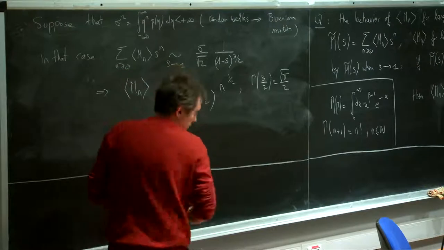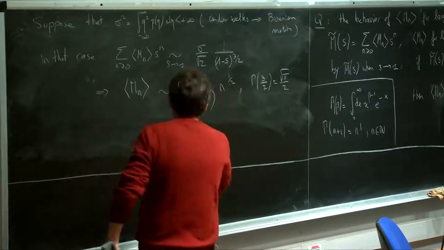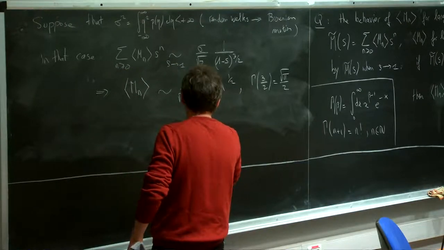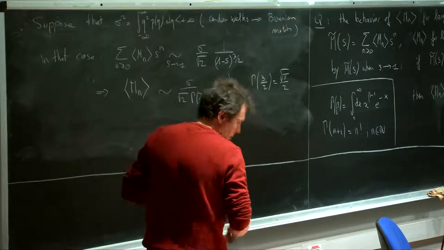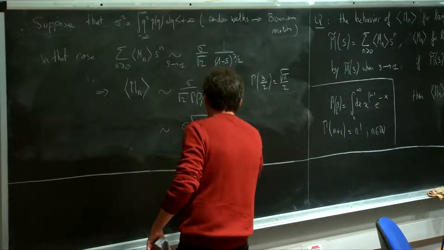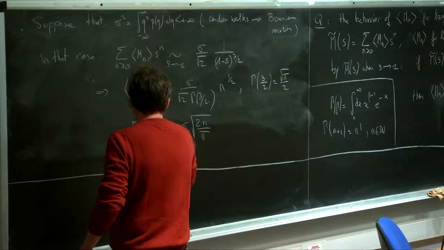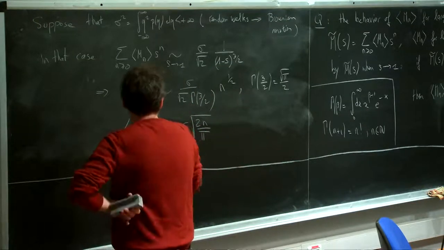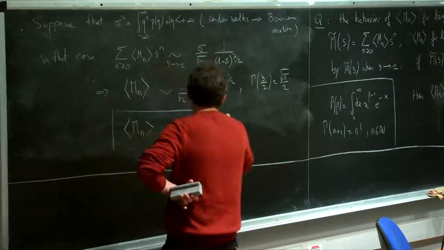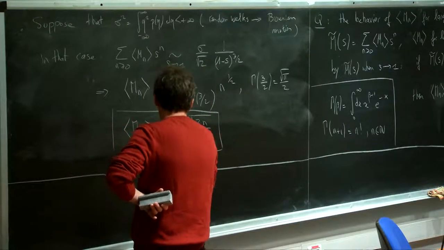Let's get the coefficient properly. So this is now sigma, so I just have sigma square root of 2n over pi. Let's write it this way. So that's our result when n is large.